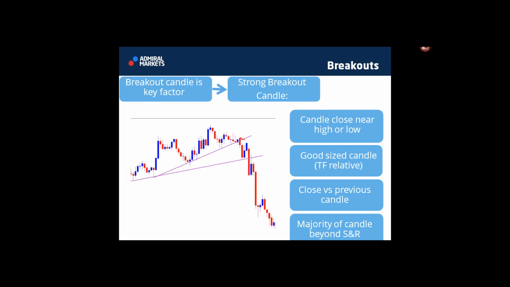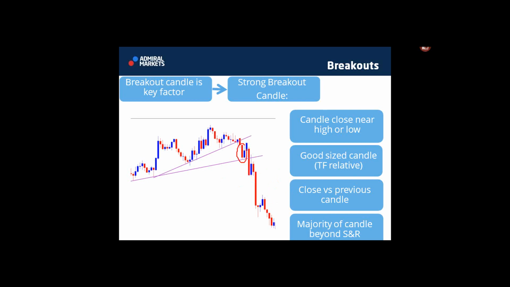How about the previous breakout candle? How about this one? Well, it's okay, but the size is smaller. The close is a bit further away from the low. So those are two kind of minus, slightly less points, although it still moves lower.